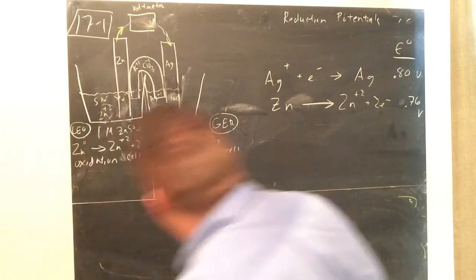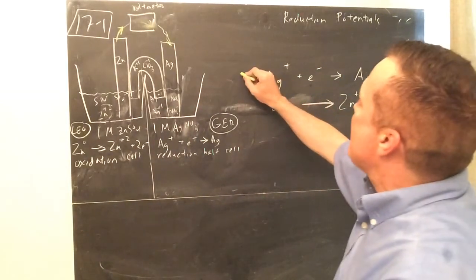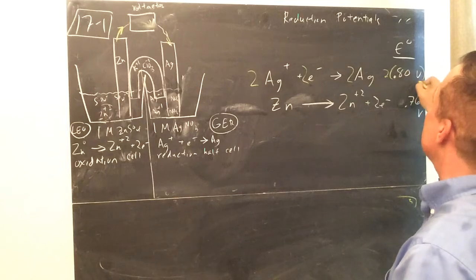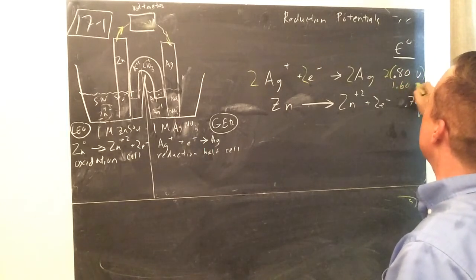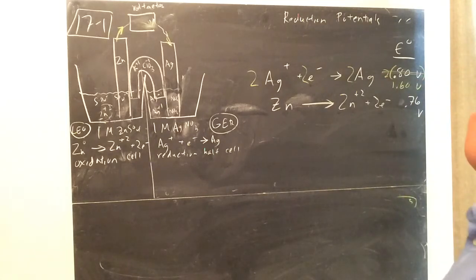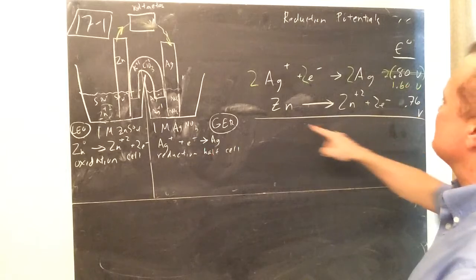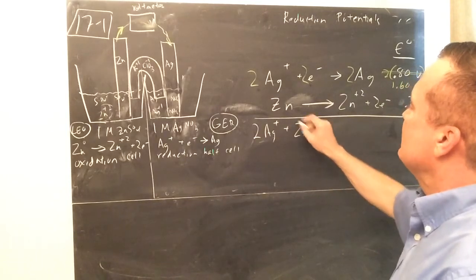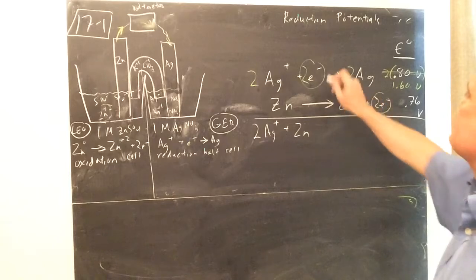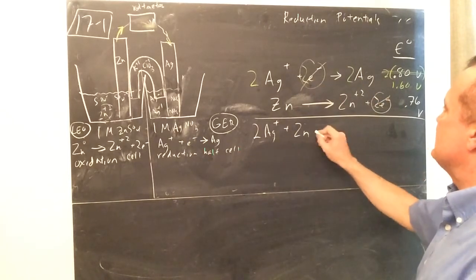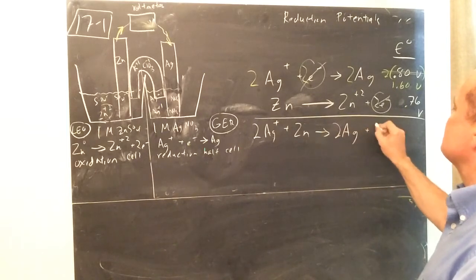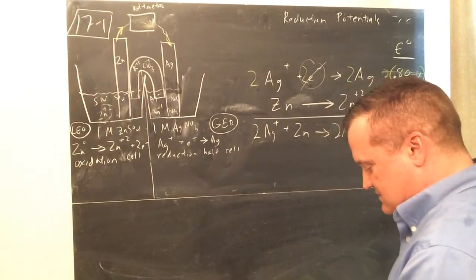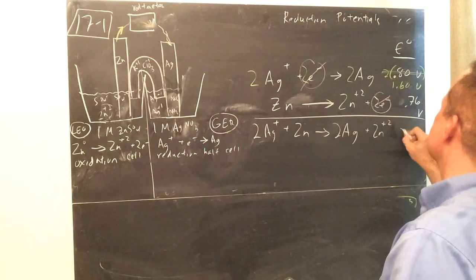Well, the other thing you're going to have to do is multiply to make the electrons cancel out. I have to multiply all this by 2. So 2 silver ions, 2 electrons, 2 silver, and it will be 2 times that voltage. So it's going to be 1.60 volts now. Now, when I combine the two equations, look at what happens. First, I'll get the balanced equation. 2 silver ion plus zinc. Because these 2 electrons on the left and the 2 on the right both cancel, 2 silver ions plus zinc gives you 2 silver plus zinc ion. And the voltage, just add them up. So 1.60 and 0.76 gives you 2.36 volts.